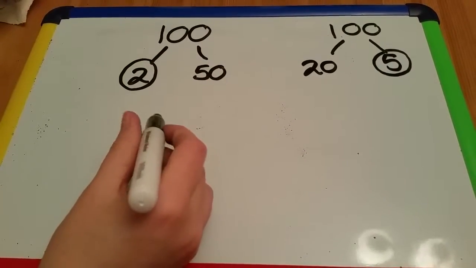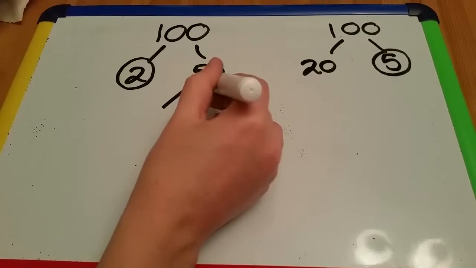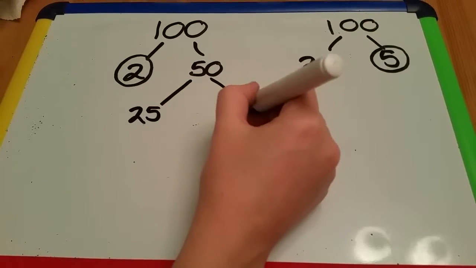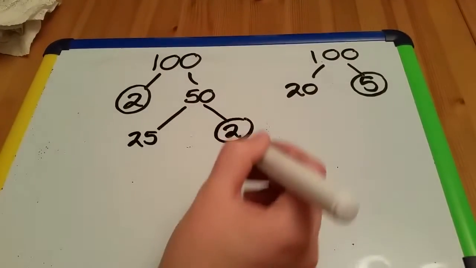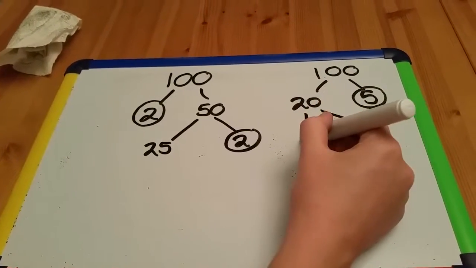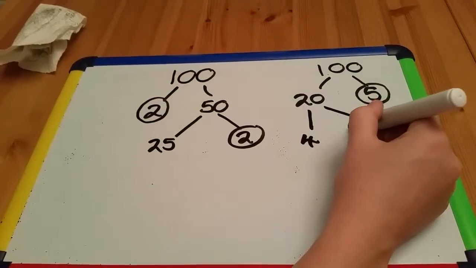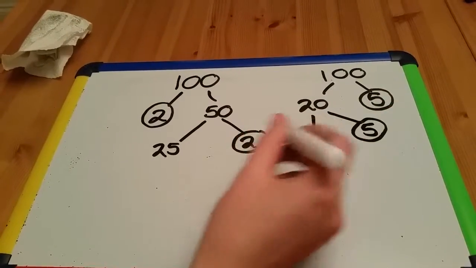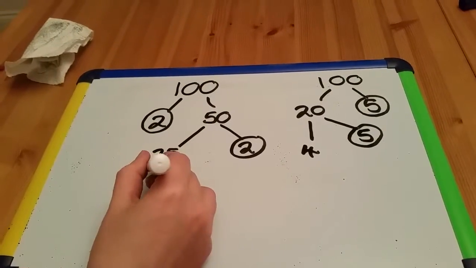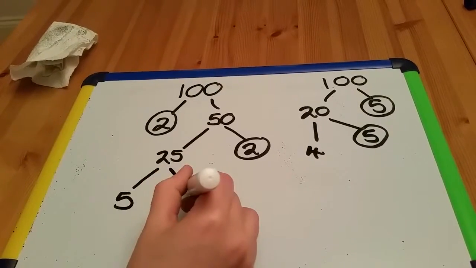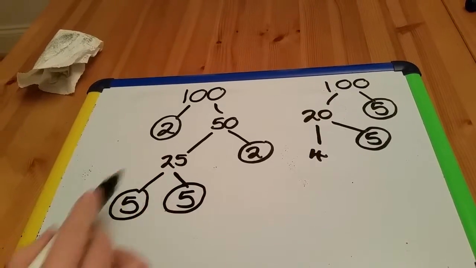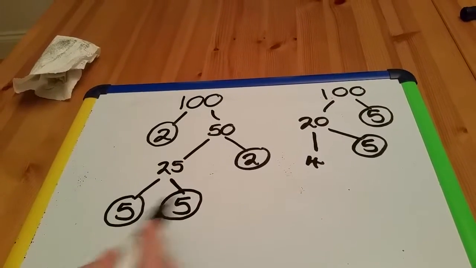Going back to this one, a number that goes into 50, I could have 25. And again, I would be left with 2, which is a prime factor. If I have a look at this one, I could go 4 and 5. Again, circling my prime factors each time, so I know that's the end of the branch. 25 can be made with 5 and 5. They're both prime factors, and now I've completely finished. I can't go any further. This tree won't get any bigger.